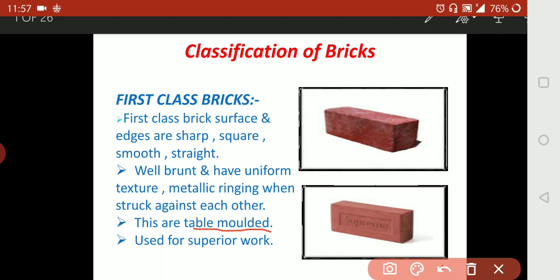Also, the surface is clean, smooth, and has no cracks. These bricks are very hard because they are table molded. So these bricks are to be used in superior work or high class work.